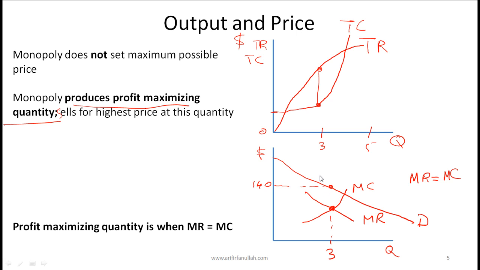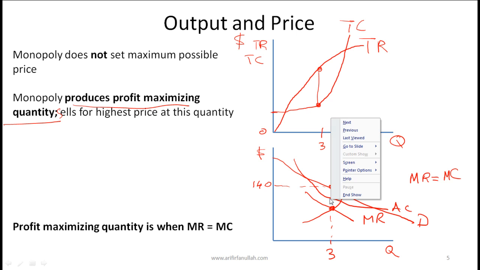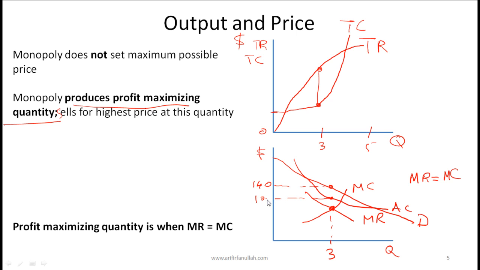So if the average cost of the monopolist looks something like this, so this is, let's say, the average cost curve. So if this is the average cost curve, at a quantity of 3, let's say that the cost is 100. So at a quantity of 3, if the average cost is 100, what's the overall profit for the monopolist? The overall profit is represented by this area over here.